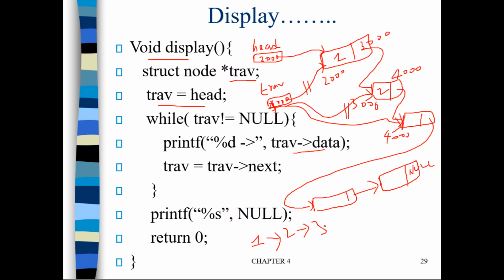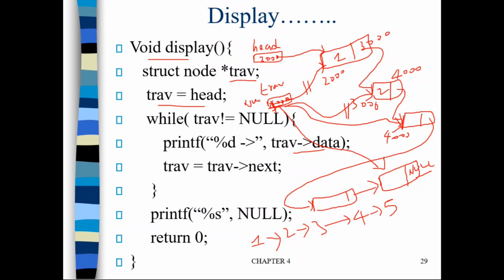Finally, after displaying 5 nodes, third will point to the fourth node, fourth will point to the fifth node. Finally, when traverse is pointing to this particular last node, then we display 5. After checking 5, traverse will become traverse arrow next. Now what is traverse arrow next? Null. So traverse will become null. At last it will become null.